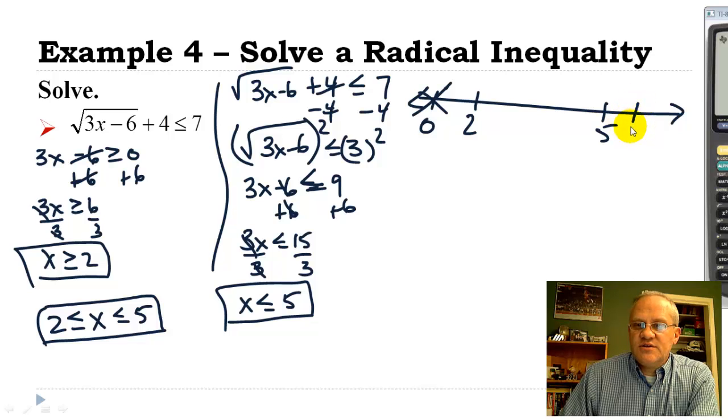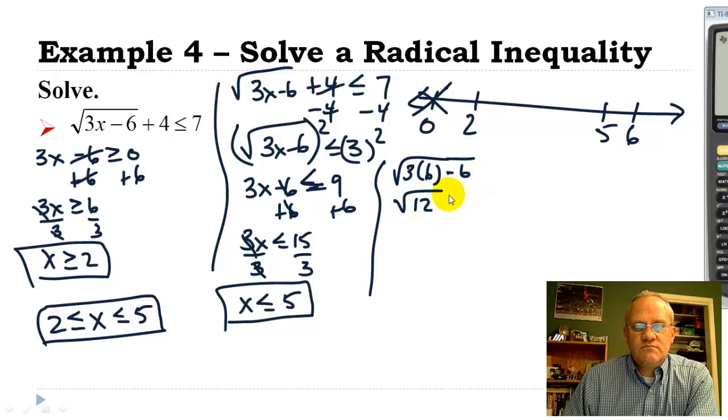Let's try something out here. Let's try 6. We also expect that this is not going to work because we think it's going to be in the middle. So let's look at 6. What if I plug 6 in here? 6 times 3 is 18. Maybe I should write this part down here. So we've got 3 times 6 minus 6. So this is going to be 18 minus 6, which is the square root of 12, plus 4 less than or equal to 7.